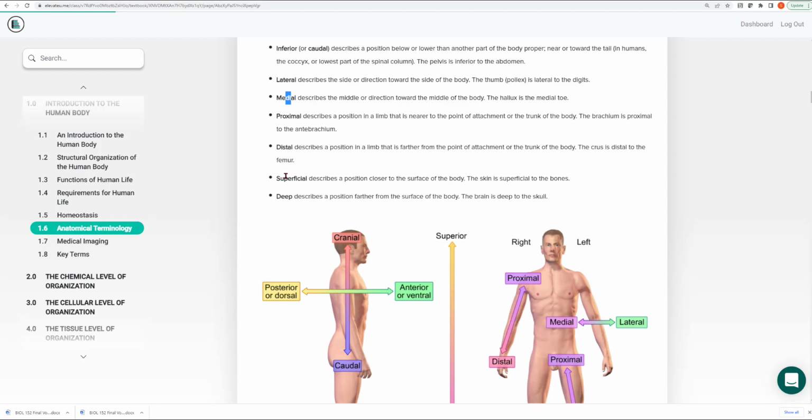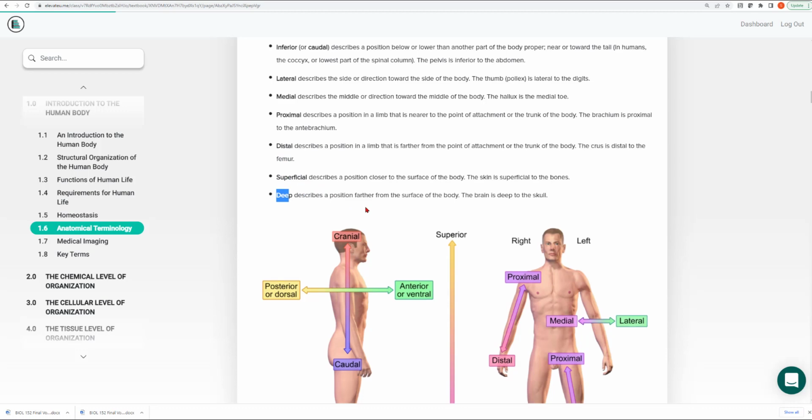The last two terms are superficial and deep. Superficial, closer to the surface of the body. Typically superficial and deep in our course, we'll be describing things toward the surface. So the skin is very superficial. A cut, a wound would be very superficial if it's on the outside. And then a deep wound or a deeper thing. So the skin is superficial, the muscles are deep to the skin. Flip it around, the skin is superficial to the muscles.